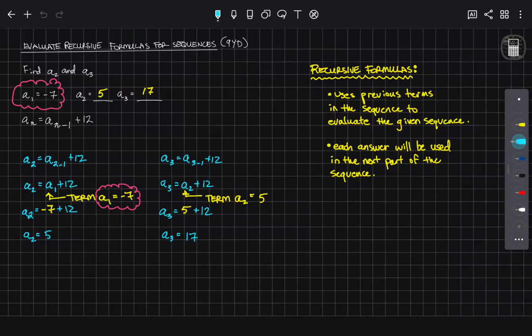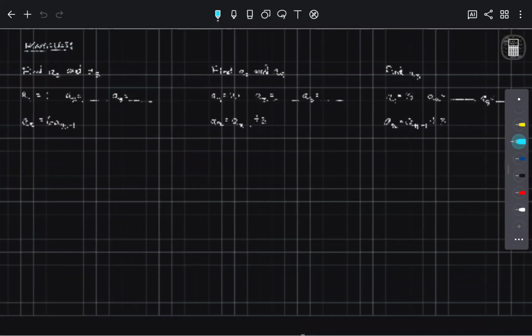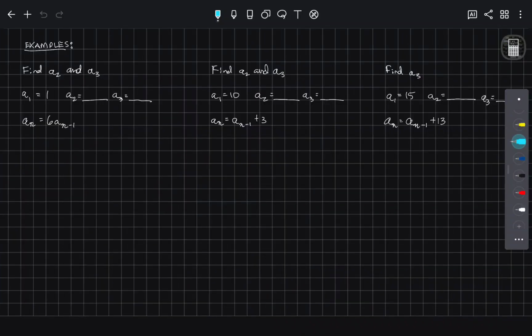So whenever you see something like this, you're going to end up having to plug and play and then use that answer to plug and play into your next problem to find the next number in the sequence. So it uses the previous term that you just found for the next part. You can see how it's highly dependent upon, I got to find this before I can do that. Let's go ahead and just take a look at some examples.